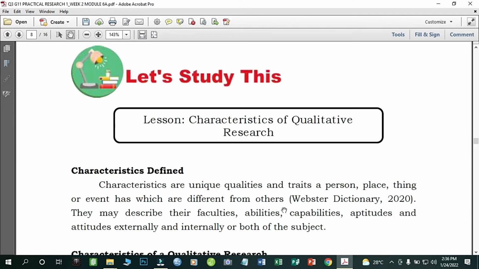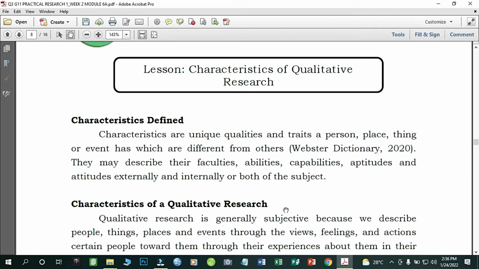Let's study now the characteristics of qualitative research. Characteristics are unique qualities or traits a person, place, thing, or event has which are different from others. This is by Webster Dictionary 2020. They may include their faculties, abilities, capabilities, aptitudes, and attitudes, externally and internally or both, of the subject.